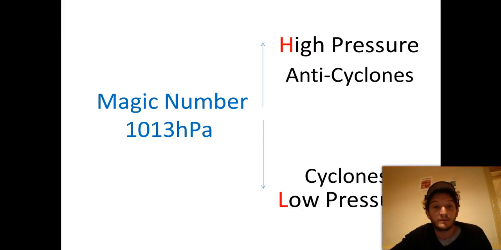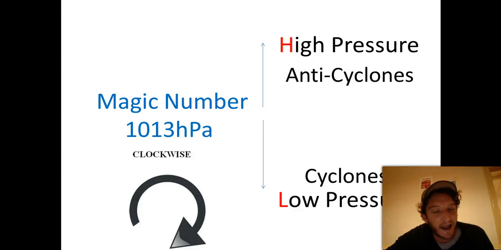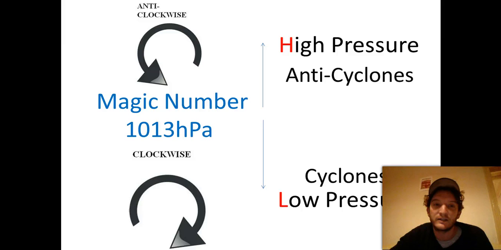So a low pressure system spins in a clockwise direction, the same direction as a clock, whereas an anticyclone spins in an anti-clockwise direction. This is the way I remember it: anticyclone, anti-clockwise, anticyclone, anti-clockwise. Once you've established that, you can very quickly remember which way a cyclone spins.